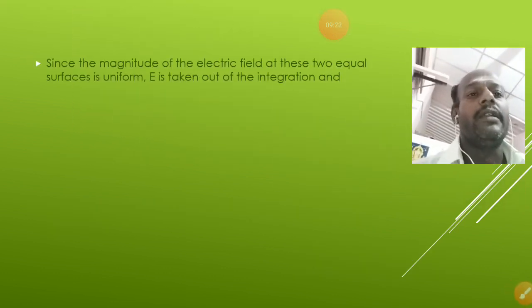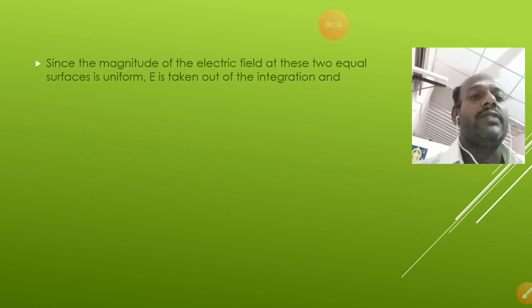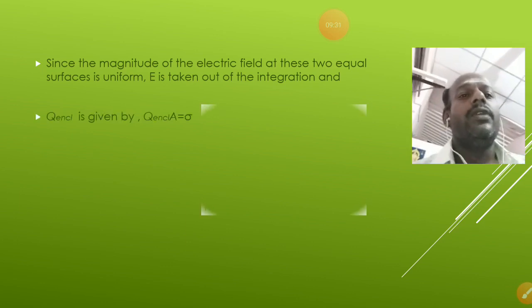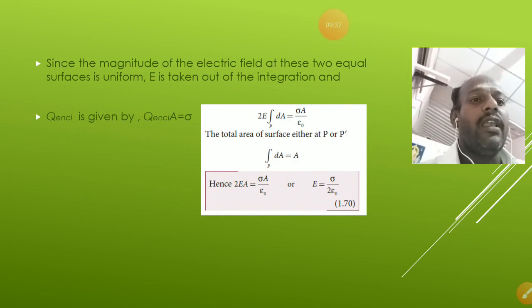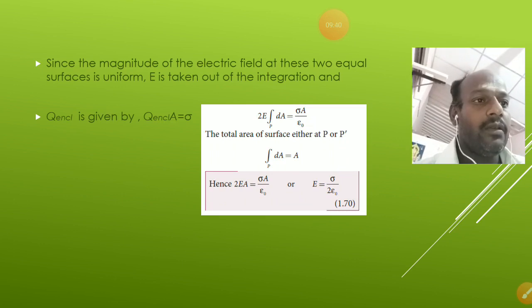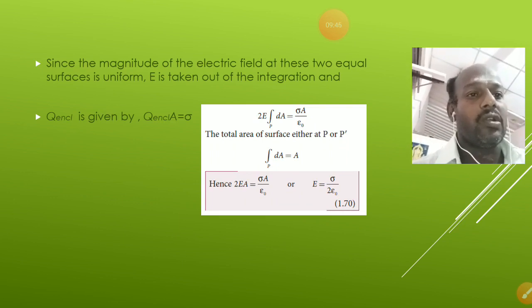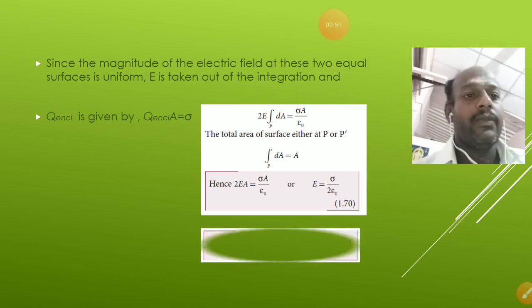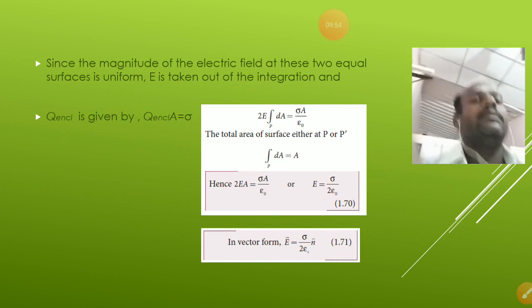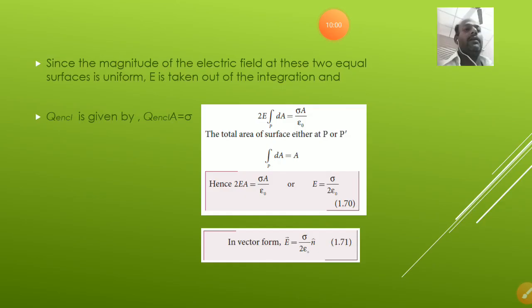Now the next step is substituting the value. Since the magnitude of the electric field is uniform over the surface, E is taken out of the integration. So Q enclosed will be equal to 2 times E into dA. Instead of dA, I am substituting the total area A we are considering, and instead of Q, sigma into A. So finally E will be equal to sigma by 2 epsilon naught. In vector form, it can be written E equal to sigma by 2 epsilon naught into n, right?